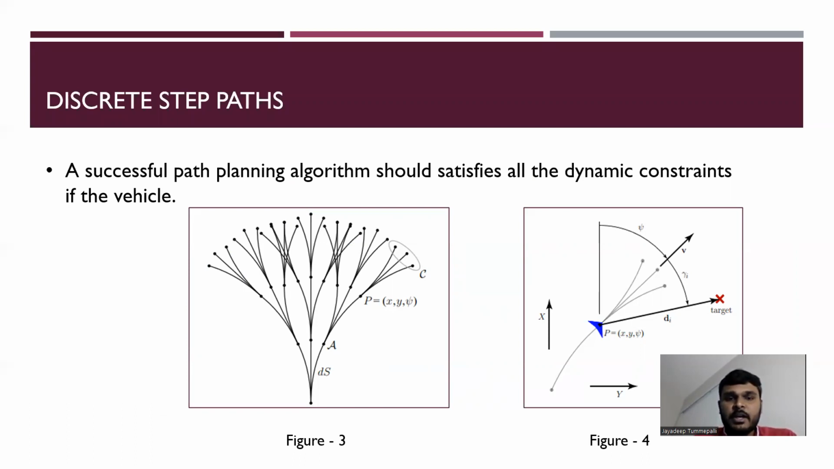A successful path planning algorithm should satisfy all the dynamic constraints of the vehicle. The choice of each of these steps is motivated by a set of objectives for the phase, rather than getting from point A to point B, sensing a set of targets in each, as given in the examples of figure 3 and figure 4.